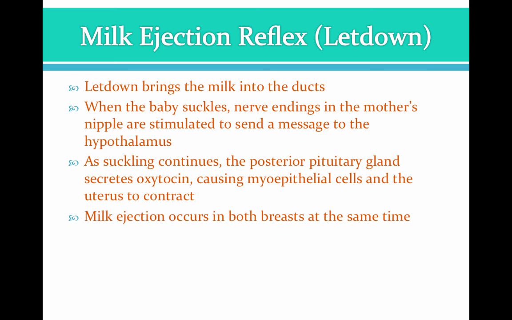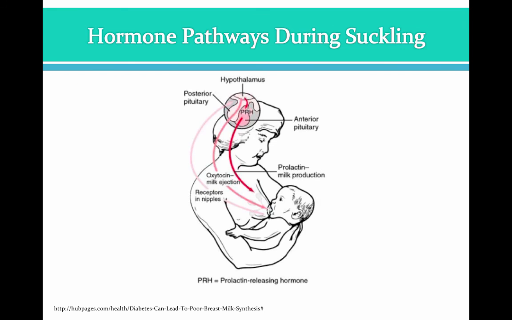Sometimes it can also leak through the breast that's not being nursed on. Here's a picture of the pathway that I just described. So the baby suckles, and then the receptors in the nipple send a message to the hypothalamus, and then oxytocin is released from the posterior pituitary, and then milk is let down. And then the anterior pituitary is what releases prolactin, and that is in charge of the milk production.